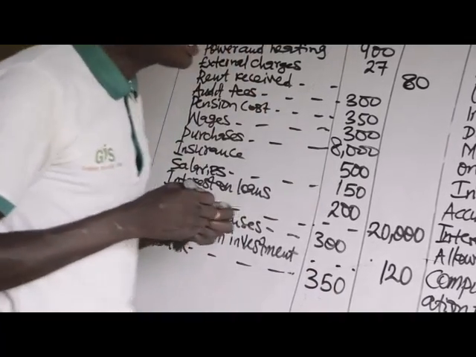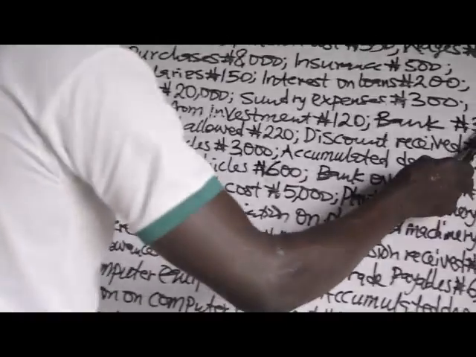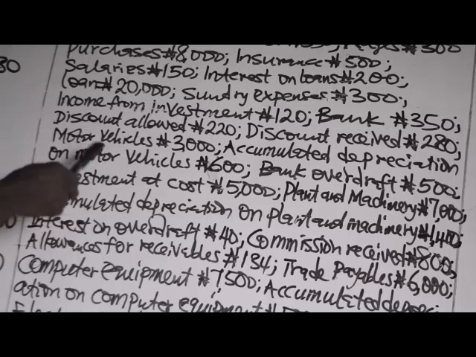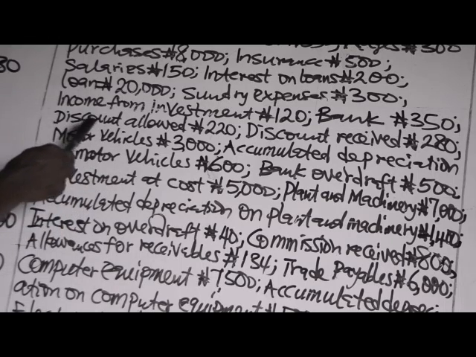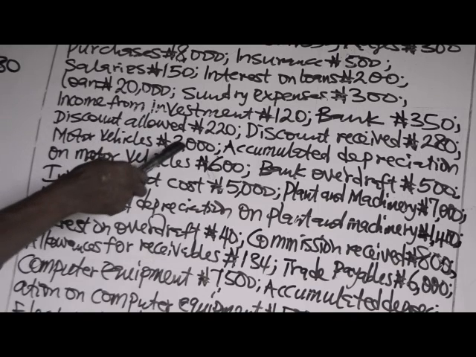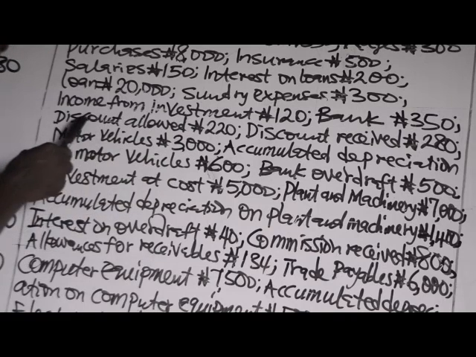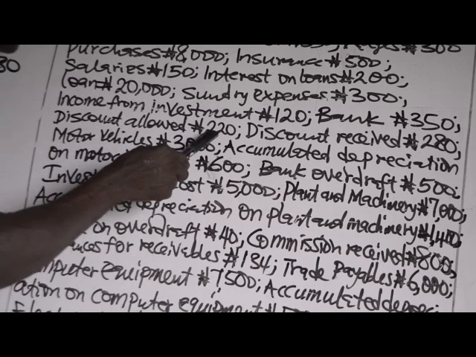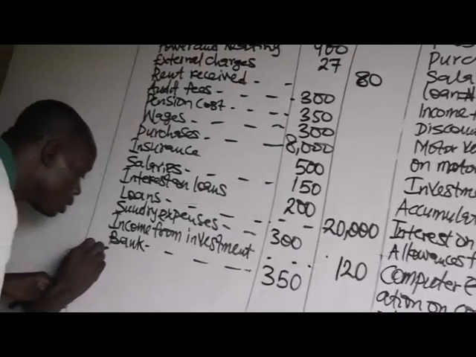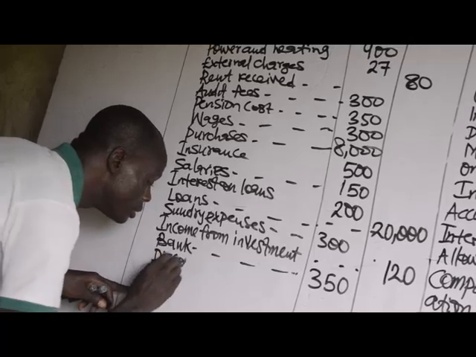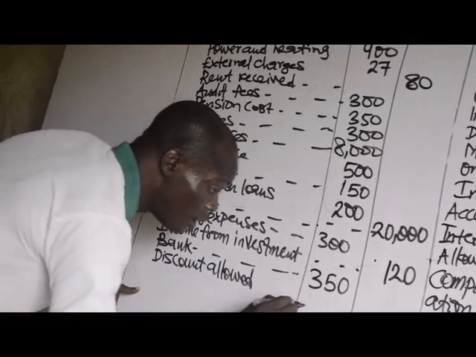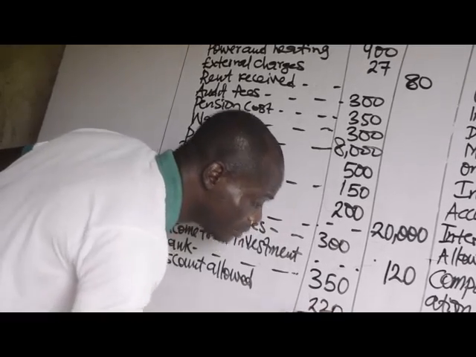So after bank of 350, we have discount allowed. This is an allowance given to the customers for prompt payment. This is an expense of the business, and that amounted to 220. Discount allowed, an expense of 220.